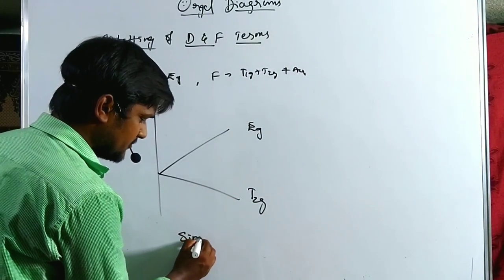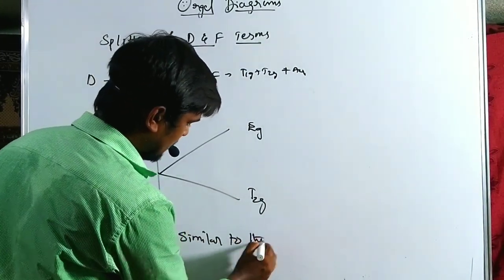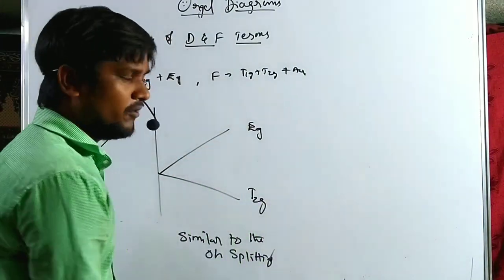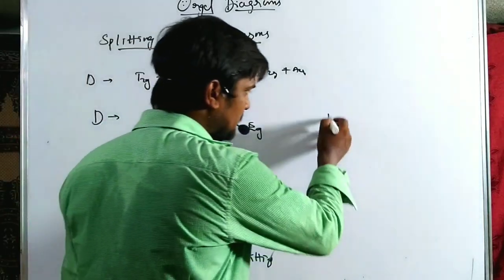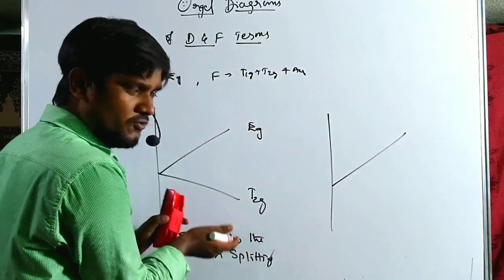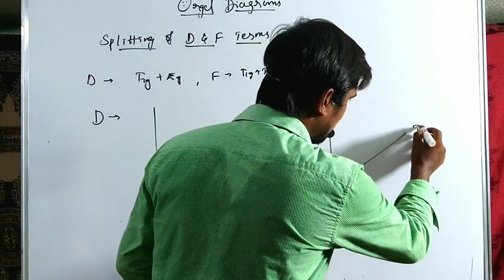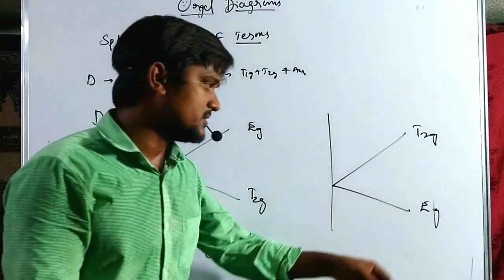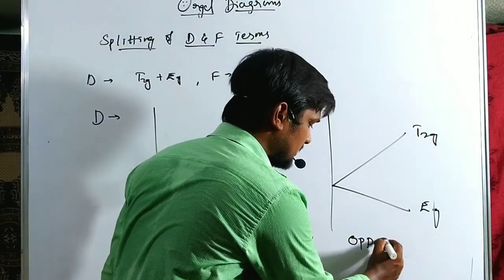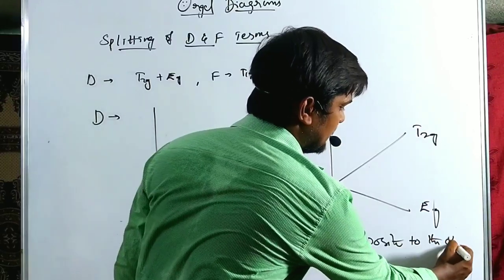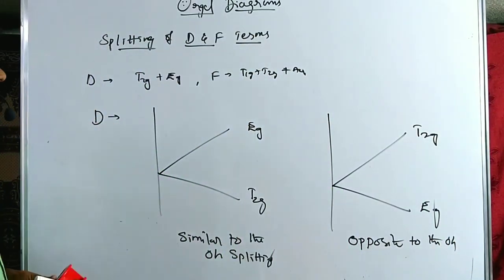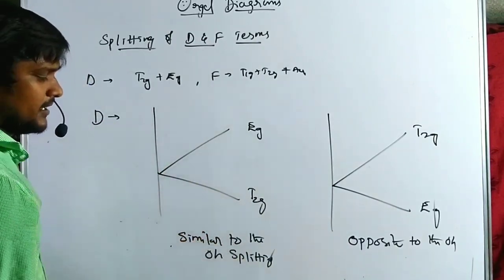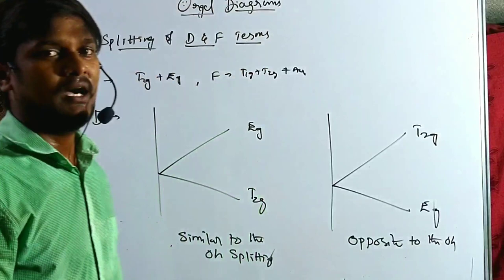Now, this is similar to the octahedral splitting. However, sometimes it may be reversed. Here, the T2g level is the ground state in the first case. In the other case, the T2g level occupies the highest energy level, which means Eg is the ground state. Now it is opposite to the octahedral splitting. So these two splittings are observed in the D term. One is similar to the octahedral splitting, another one is opposite to the octahedral splitting.